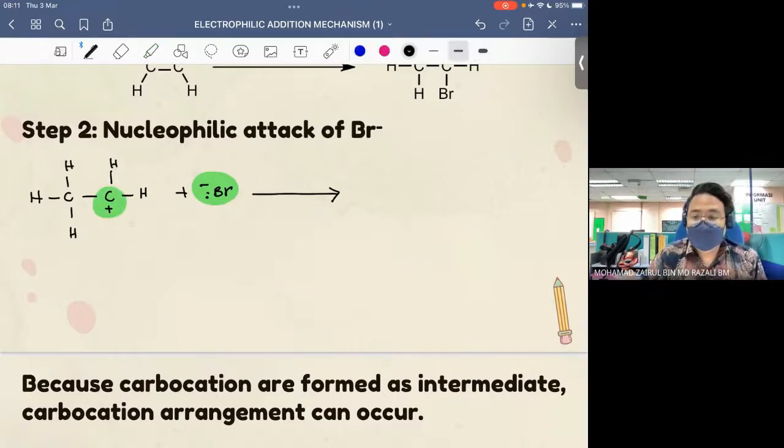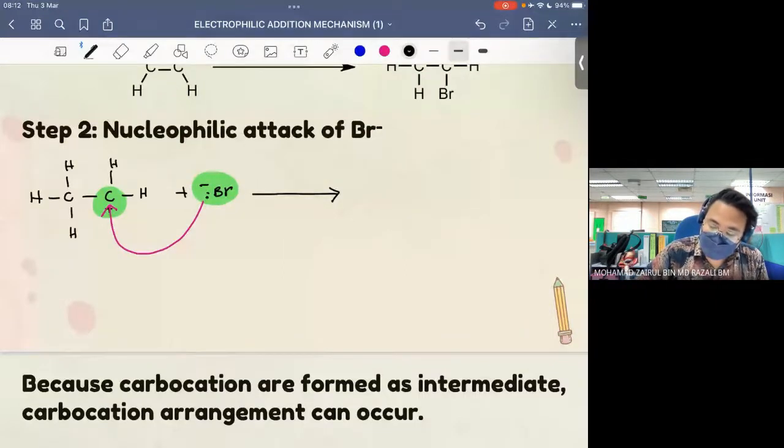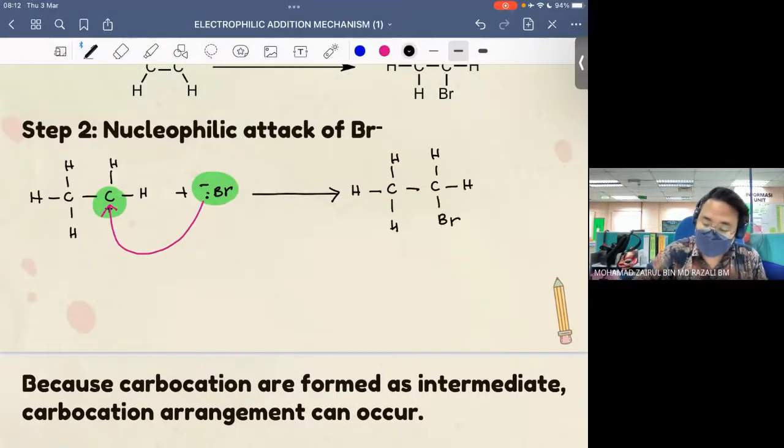So, remember that the arrow itu must always come from the electron-rich species. So, kalau awak tengok sini, the electron-rich species itu adalah bromide ion. So, bromide ion, dia boleh donate its 2 electron pergi dekat carbon positif ni. Okay, so kalau dia donate 2 elektron, dia akan menghasilkan satu single bond. So dah adalah produk yang kita nak. So this is the product that we want.